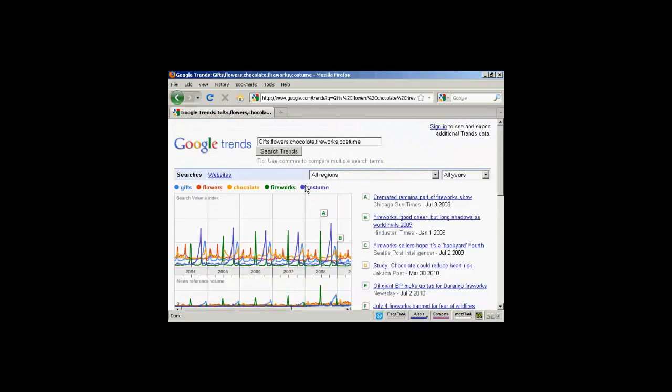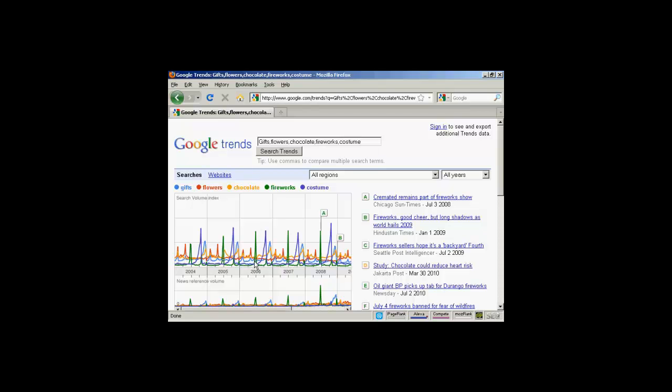Now, finding cyclical patterns in search volume data is very interesting, because it can tell you when you want to start marketing your product or service, when there's going to be a lot of demand. And you can also use Google Trends to search for more than one item at a time, and I'm sort of demonstrating both here. We've got 5 search terms: gifts, flowers, chocolate, fireworks and costume. And you can find that flowers sort of peaks around Valentine's Day.